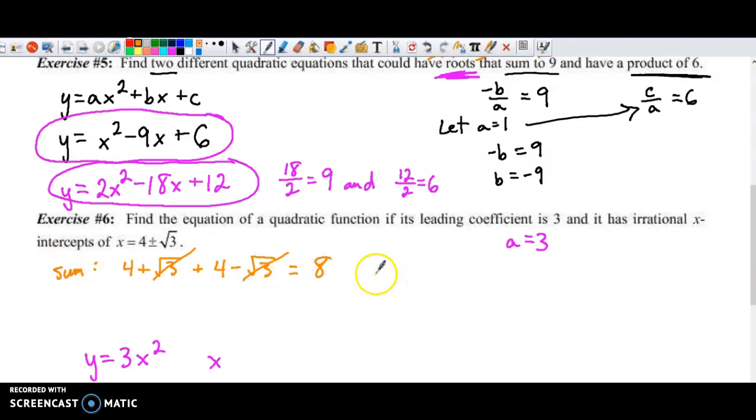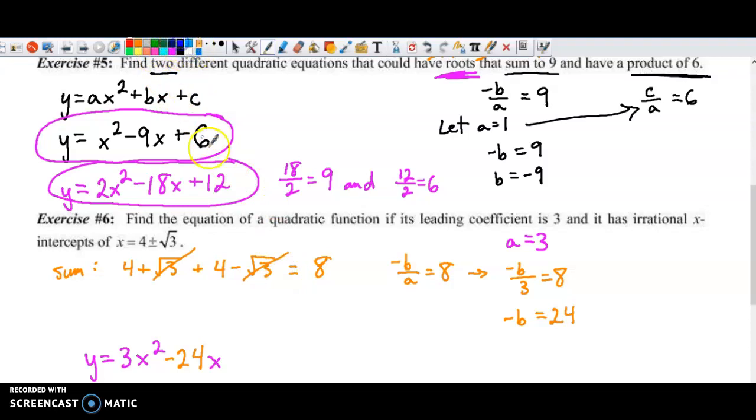And remember, our formula for the sum is negative b over the a value equals 8. But remember, we just said that a equals 3. So negative b over 3 has to equal 8. So as I multiply the 3 over, negative b must be 24. So it makes sense to me that the b value needs to be negative 24.